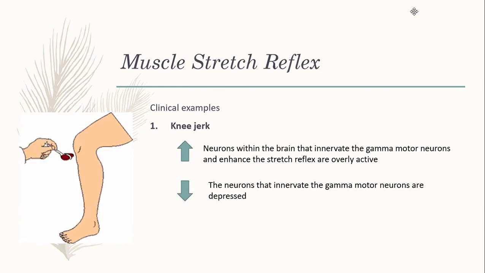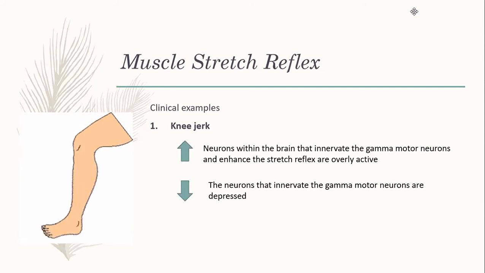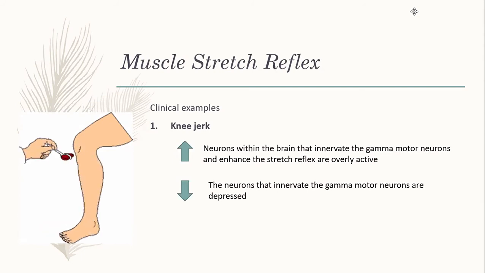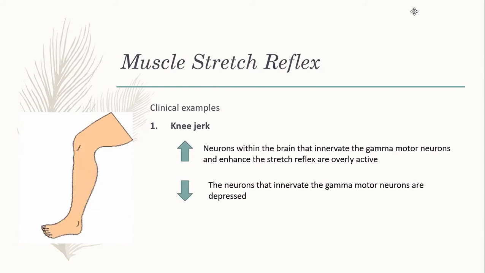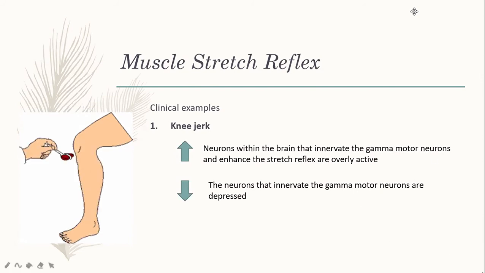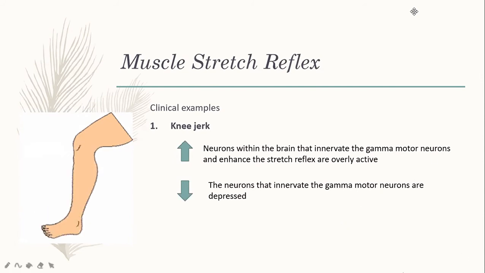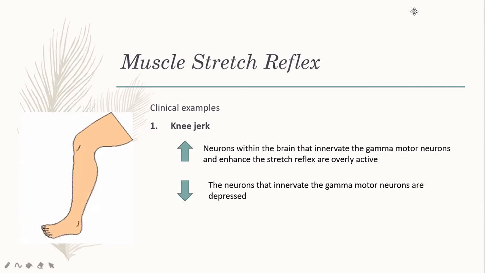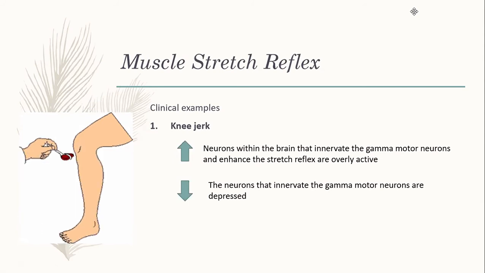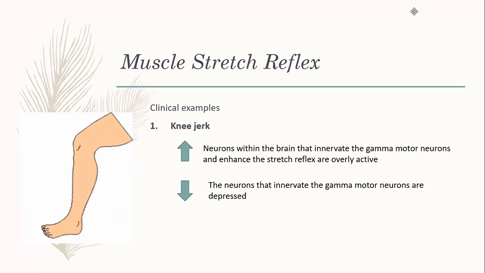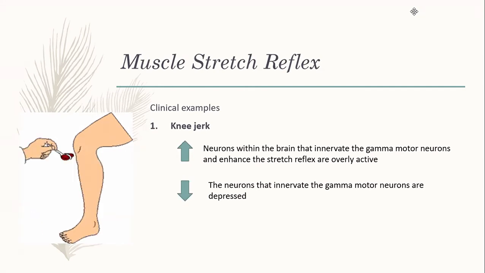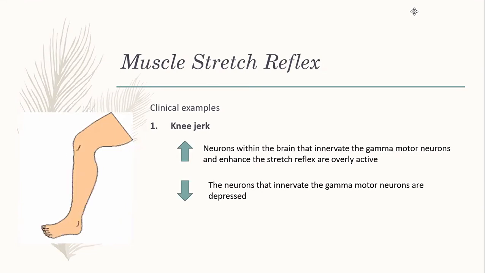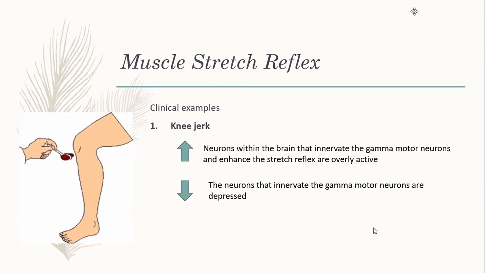The neurons that innervate the gamma motor neurons, dapat hindi ata gamma, no? I think I have to edit that. It should not be gamma. It should be alpha motor neurons. So please paki-edit, ha? Kasi this is a muscle that should contract, not a tone. So I think it should be alpha motor neuron. All right? Please correct that. It should not be gamma.